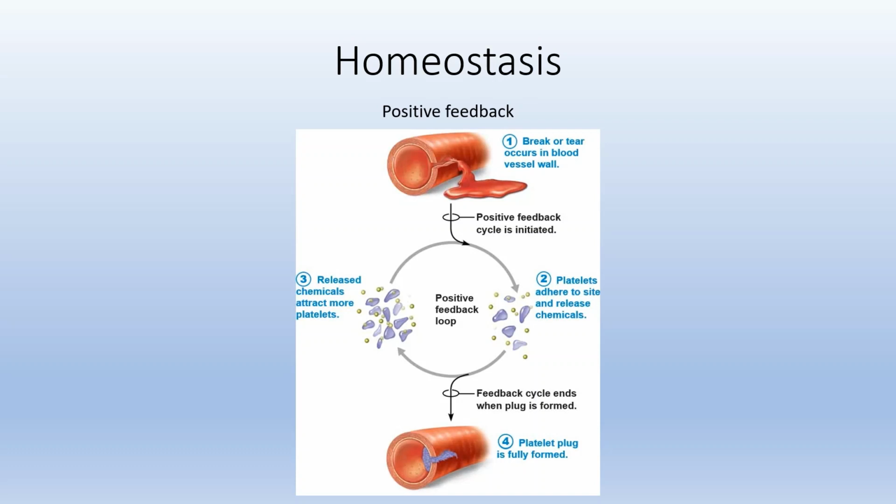we have certain cells and molecules that are going to move towards that area of injury to seal the break or the tear to reduce the flow of blood out of the vessel. And as those platelets, those cells and chemicals, reach the area of injury, they actually stimulate the release of more chemicals and more platelets. So we can ensure that that tear or that break is entirely sealed off. So again, a positive feedback mechanism is when we want to enhance or increase the stimulus.